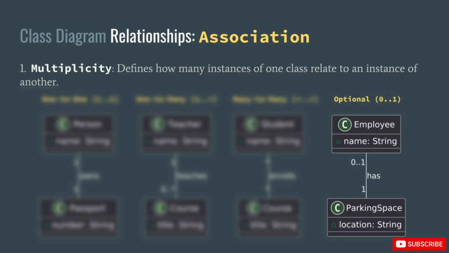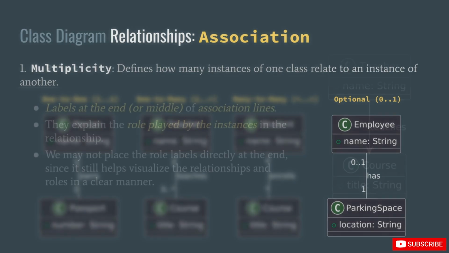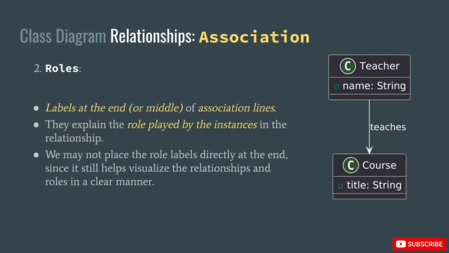Finally, optional means that sometimes an instance of a class might relate to one instance of another class, but sometimes it might not. Roles are labels you see at the ends or sometimes in the middle of association lines. They explain the part each class plays in the relationship. Even if these labels aren't placed exactly at the end, they still help visualize relationships and roles clearly.